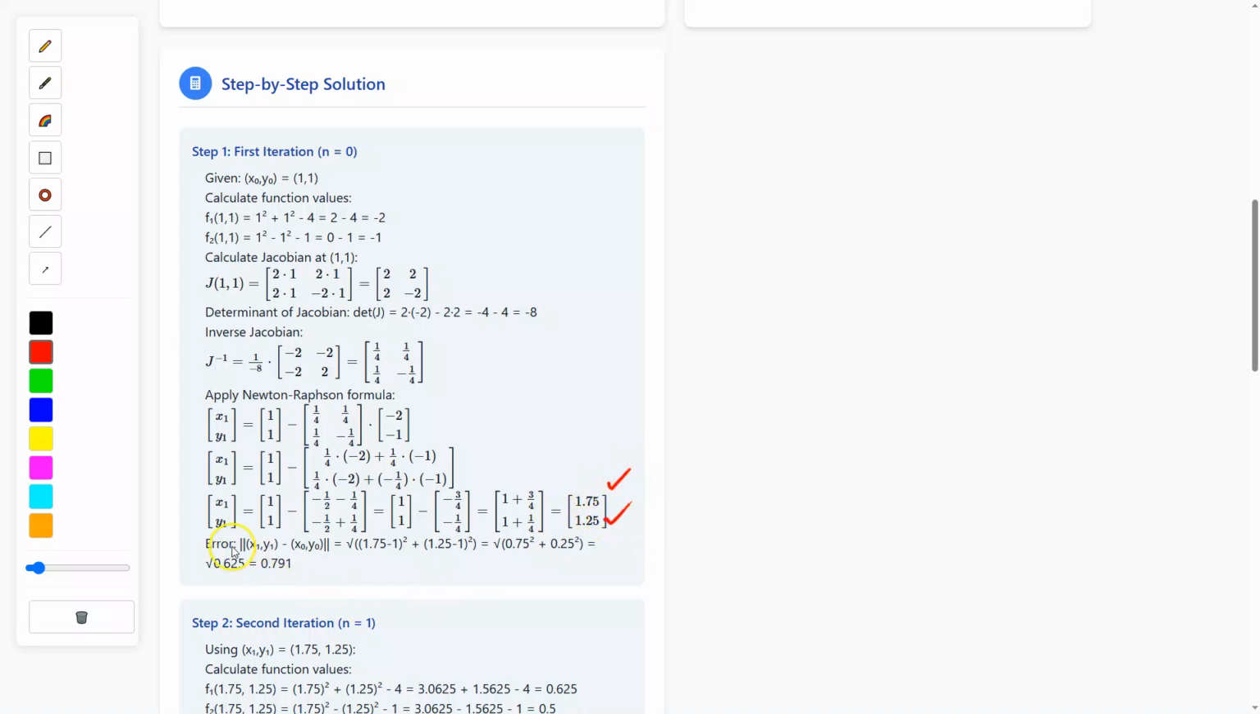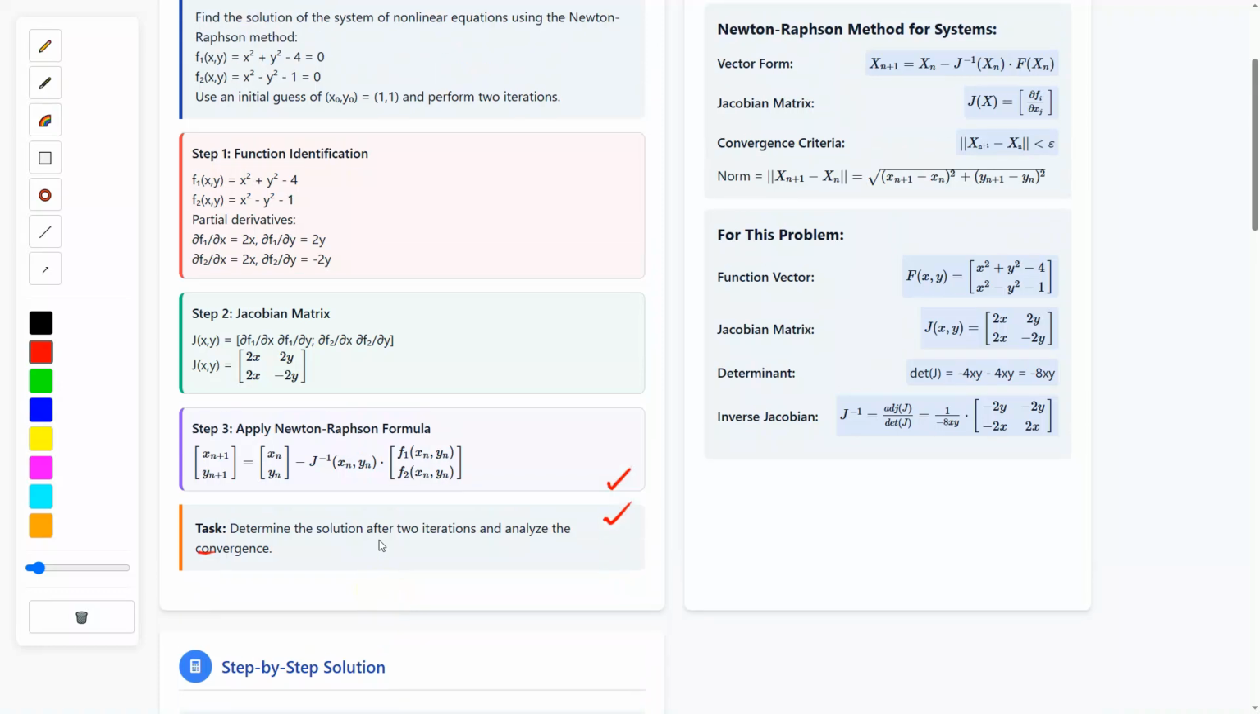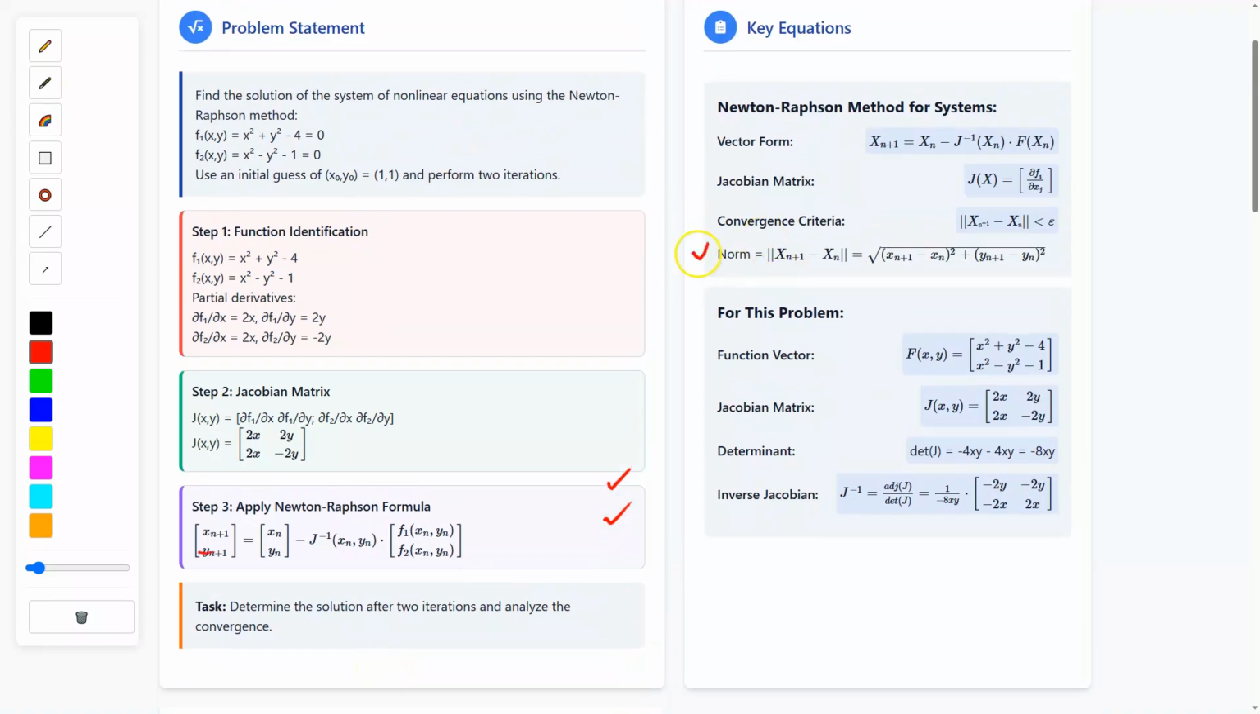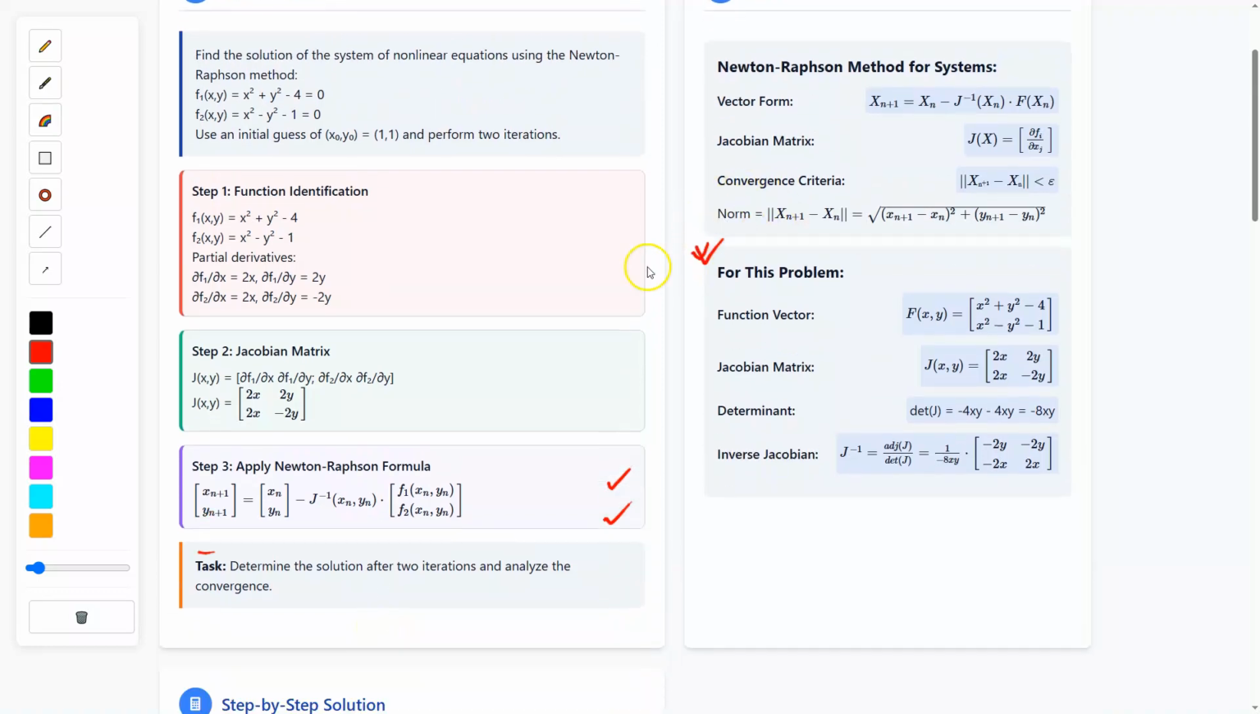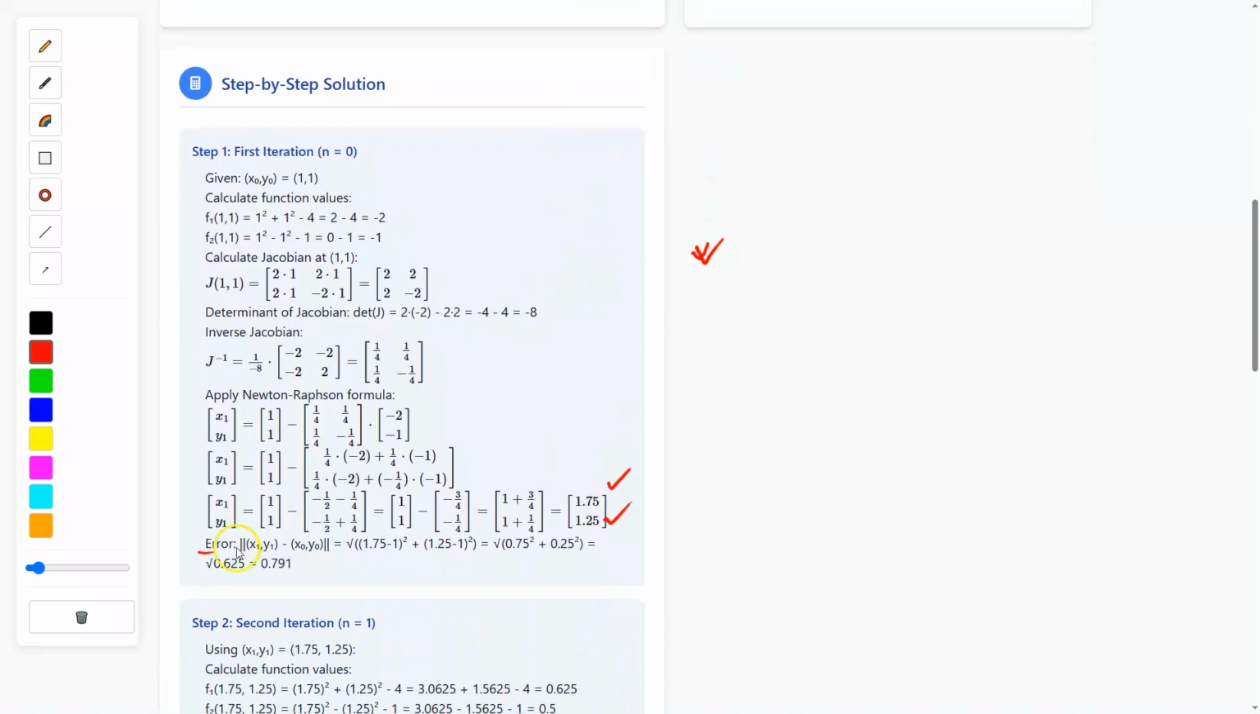Now we have to find the norm, means error. After putting all these values, the norm formula is already here. So this is the norm formula, and using that formula we are calculating the error. So here the error is something like 0.791. It means if the tolerance level is 1 into 10 to the power minus 6, epsilon, that is not less than epsilon. So go to the next step.